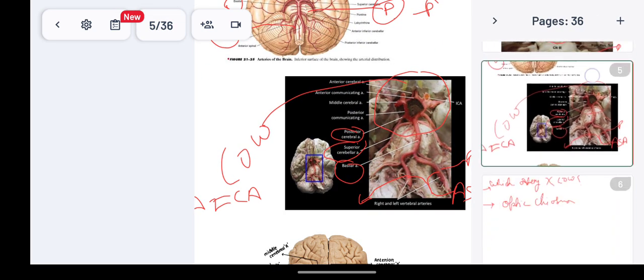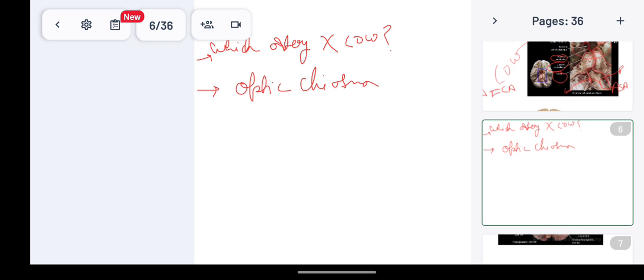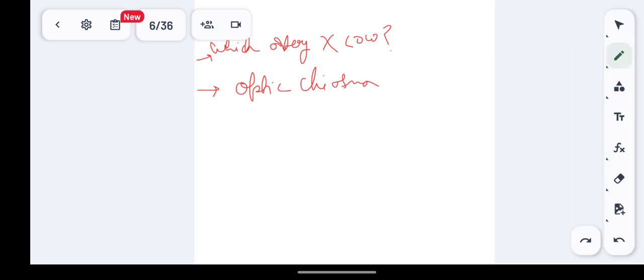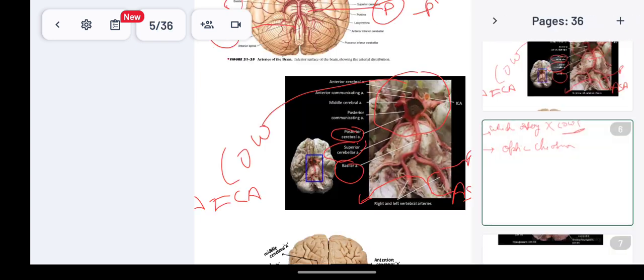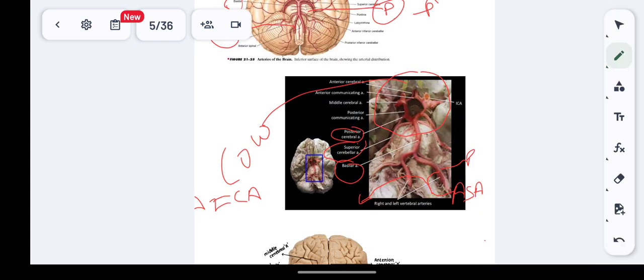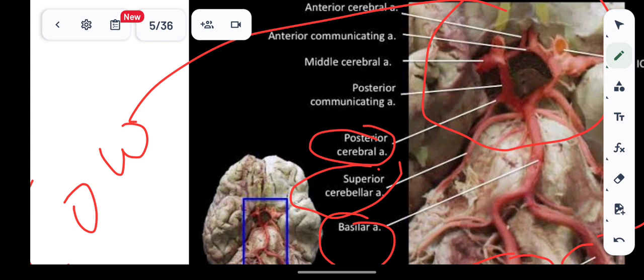Now coming to this question: which artery is not contributing to the circle of Willis? Going back to that diagram, we can see this is the circle of Willis, and this is the middle cerebral artery, a branch of the internal carotid. It is going lateral, so obviously we can see it will not contribute to the circle.